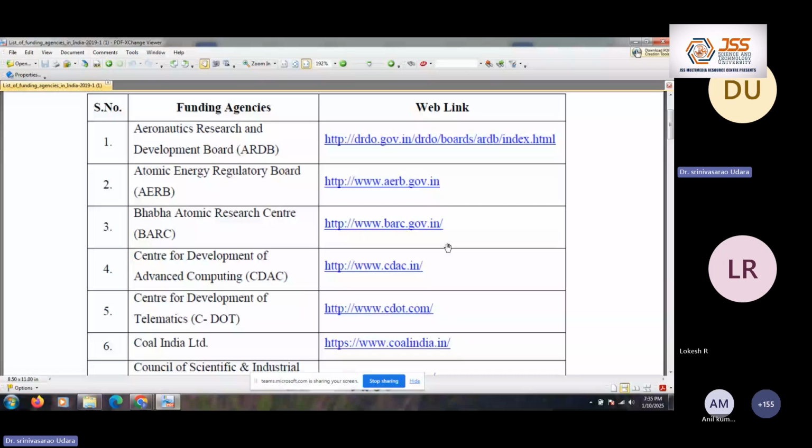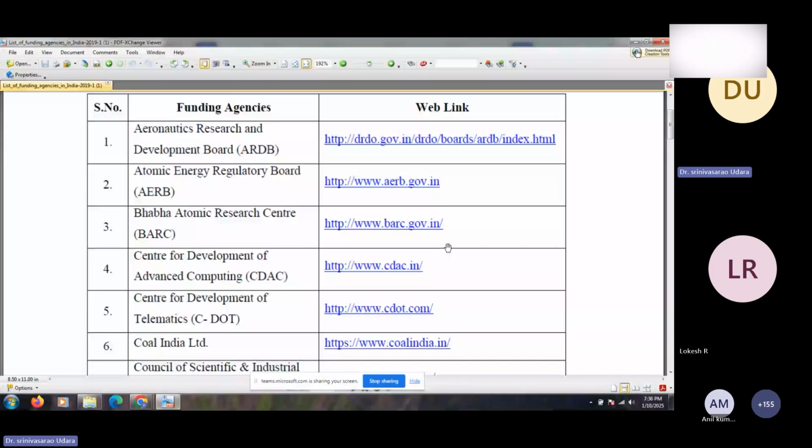Why I am saying funding is important: without funding it is very difficult to carry out the research work, because dealing with nanomaterials, characterization and fabrication is too much cost. So if you get funding, you can complete the research work within the time, in less time, and getting the funding and completing the research work is very good.